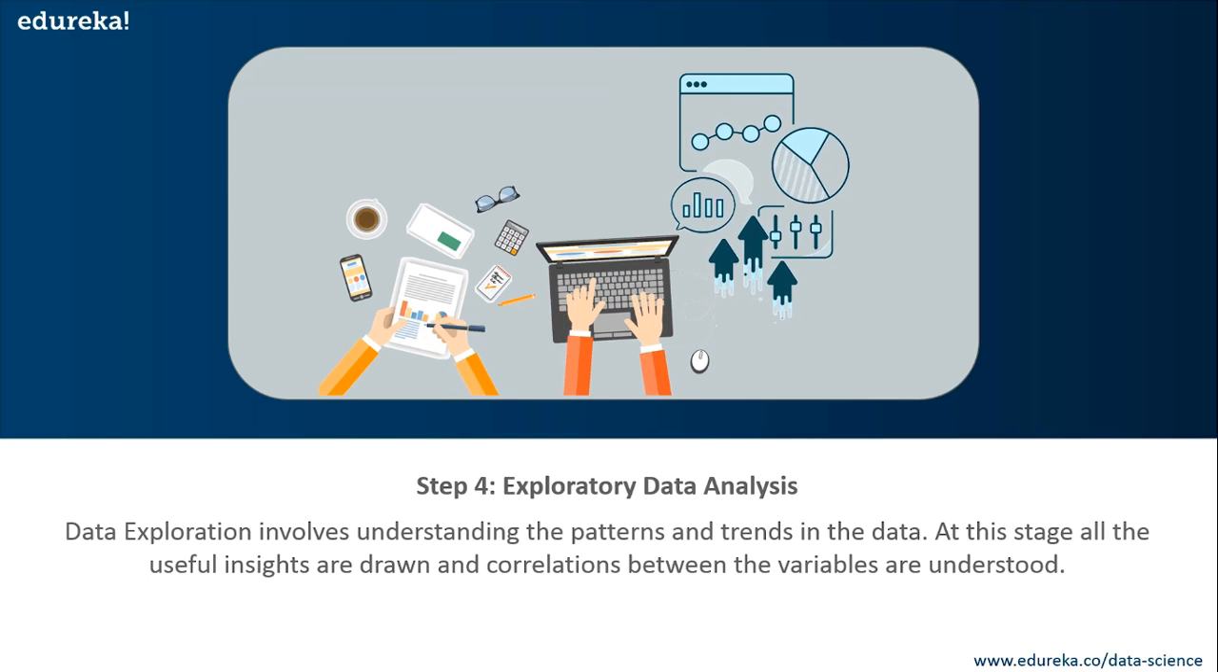So you might ask, what sort of correlations are you talking about? For example, in the case of predicting rainfall, we know that there is a strong possibility of rain if the temperature has fallen low. So such correlations have to be understood and mapped at this stage.